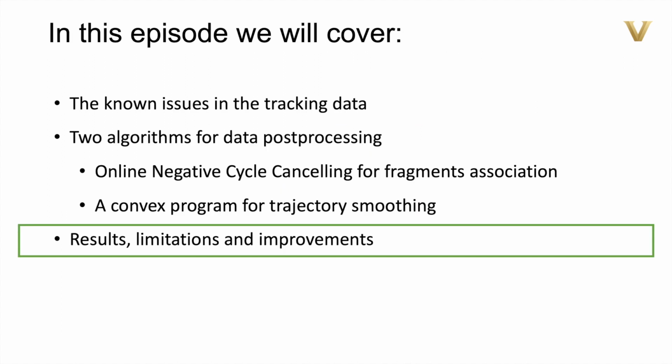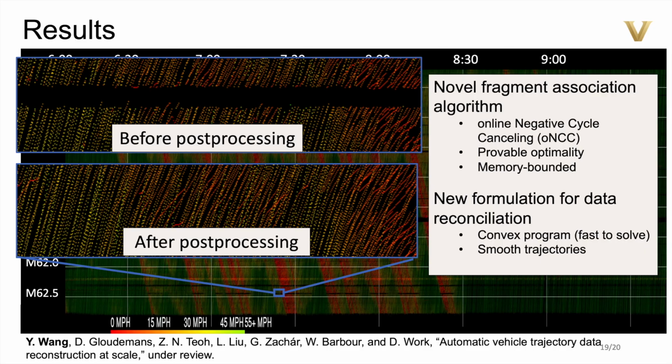Now I will briefly show you some results from this two-step post-processing. One is fragment association, and another one is trajectory smoothing and rectification. Now you can see the comparison before and after post-processing. You can see that the gaps have been filled. It is actually a challenging procedure, especially during the slow traffic, because a 100 feet wide gap could mean more than 20 seconds of data missing, and it is difficult to predict the vehicle's movement during the 20 seconds into the future, especially during the stop-and-go traffic. But during the faster traffic, the matching results are actually pretty good.